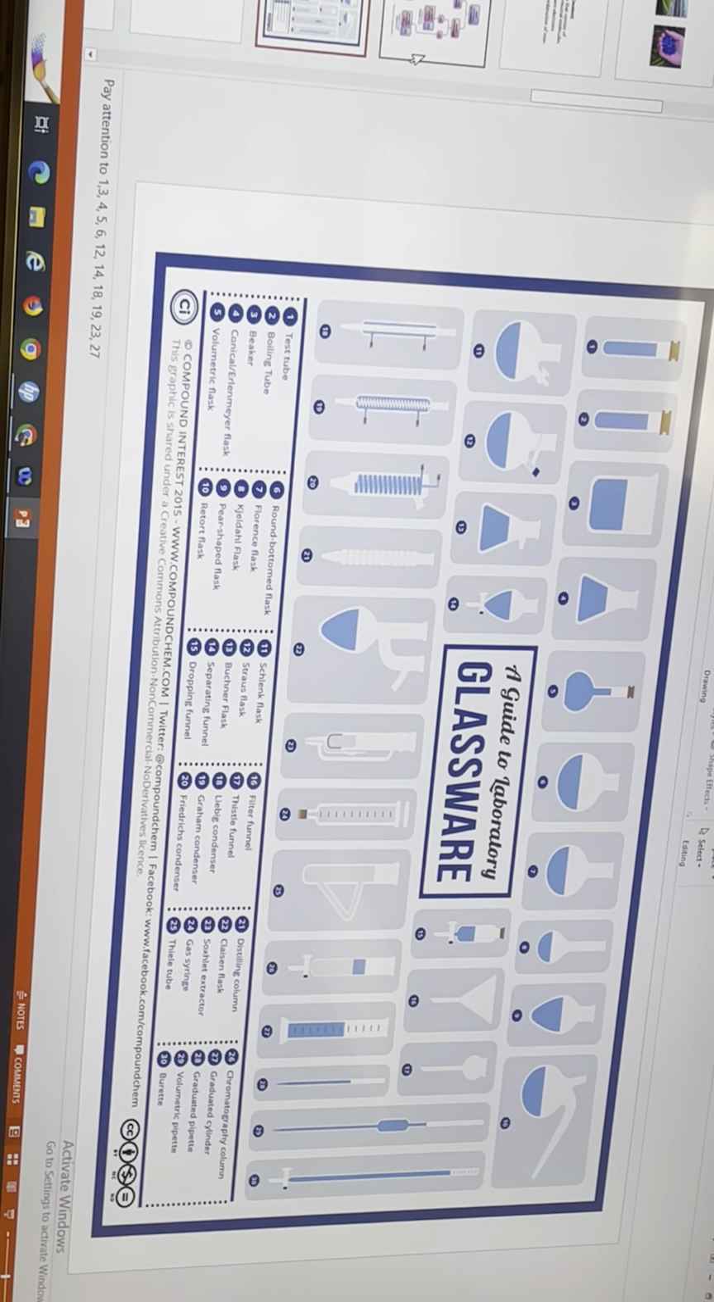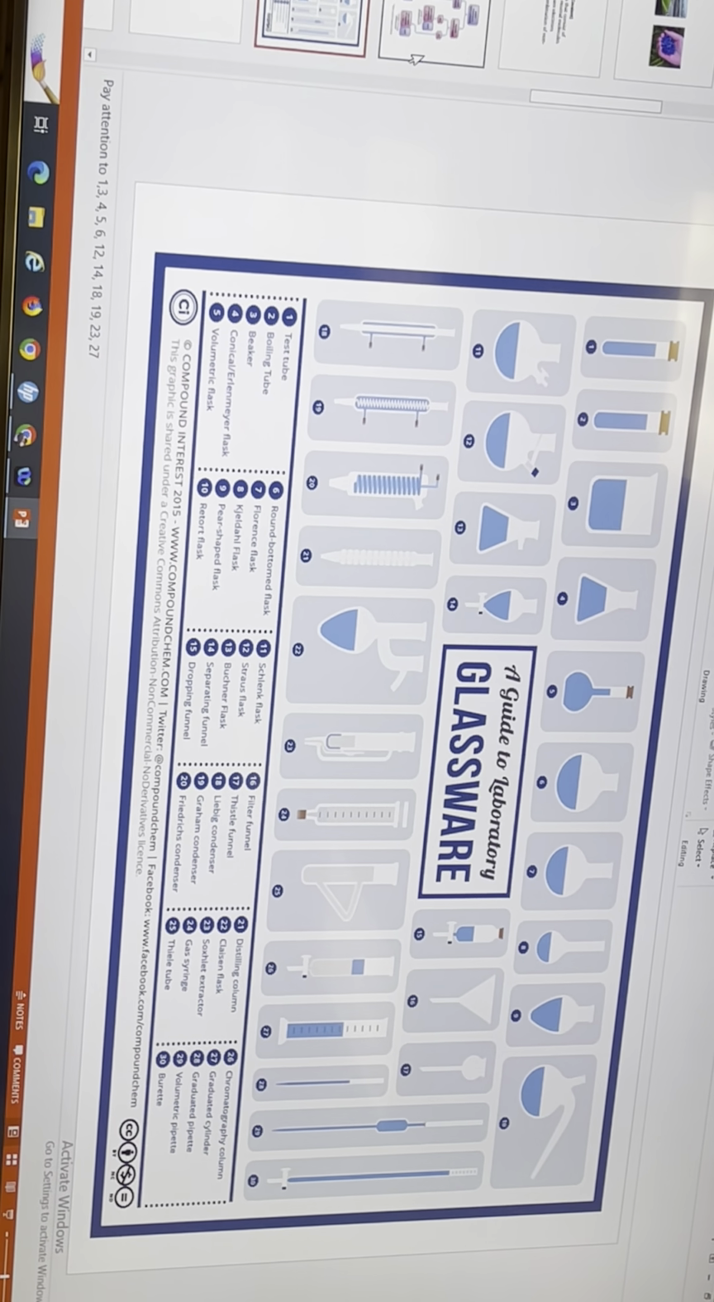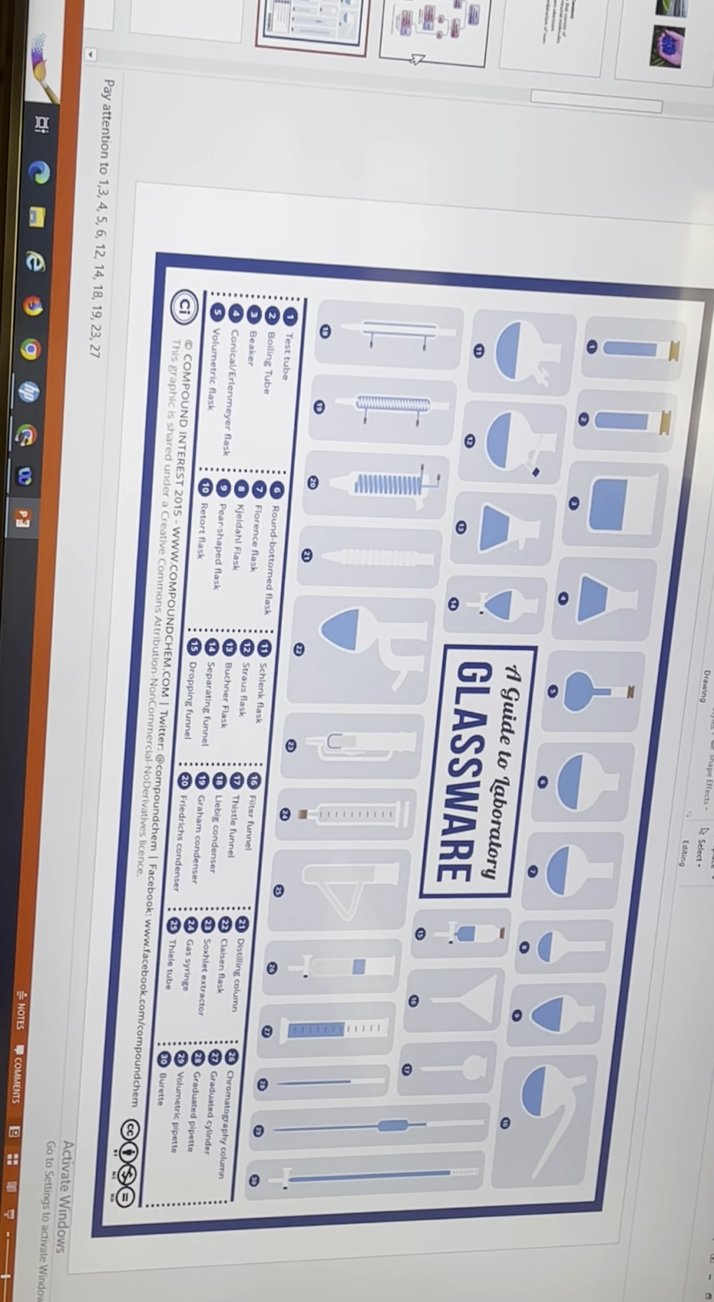Say it again. 14 is a separating funnel, and 15 is a dropping funnel. Do y'all know the difference? One combines them, one separates. Yeah.